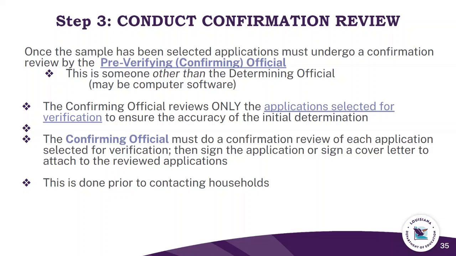This requirement is waived if the LEA uses a technology-based system with a high level of accuracy in processing an initial eligibility determination. The LEA must receive approval from the CNP application where they submit their software system as the confirming official. If the state agency determines that the technology-based system is inadequate, it may require the LEA to conduct a confirmation review of each application selected for verification. After the confirming official has completed a confirmation review of each application selected for verification, they then sign the application or sign a cover letter to attach to the reviewed application. And this is all done prior to contacting the household.